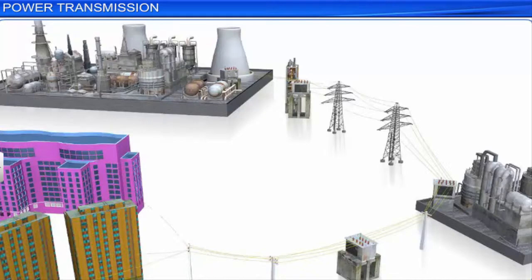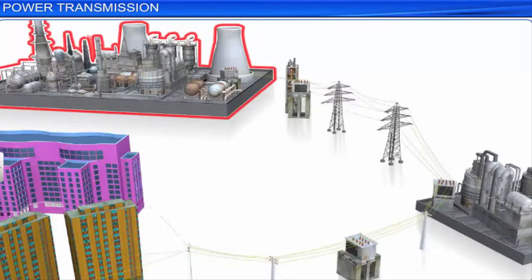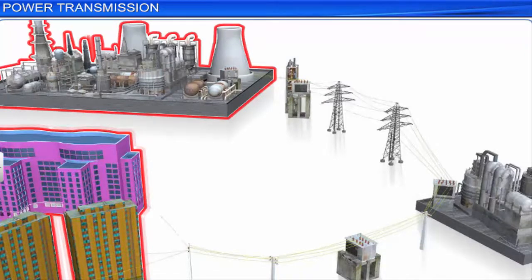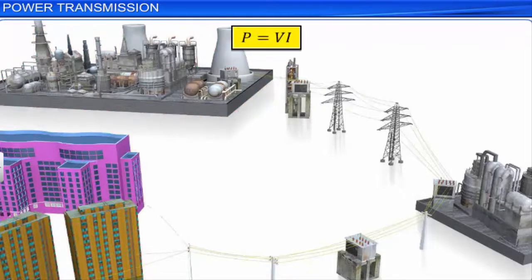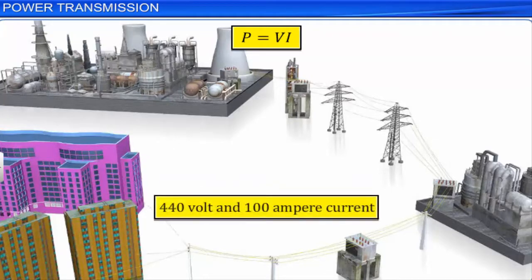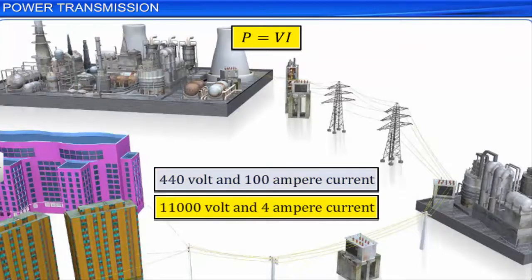Say, a power of 44,000 watts is to be transmitted from a generating station to a city or town hundreds of miles away. Since power P is equal to VI, where V is the voltage and I is the current, it can be transmitted at a voltage of 440 volts and current 100 amperes, or at a voltage of 11,000 volts and current 4 amperes.